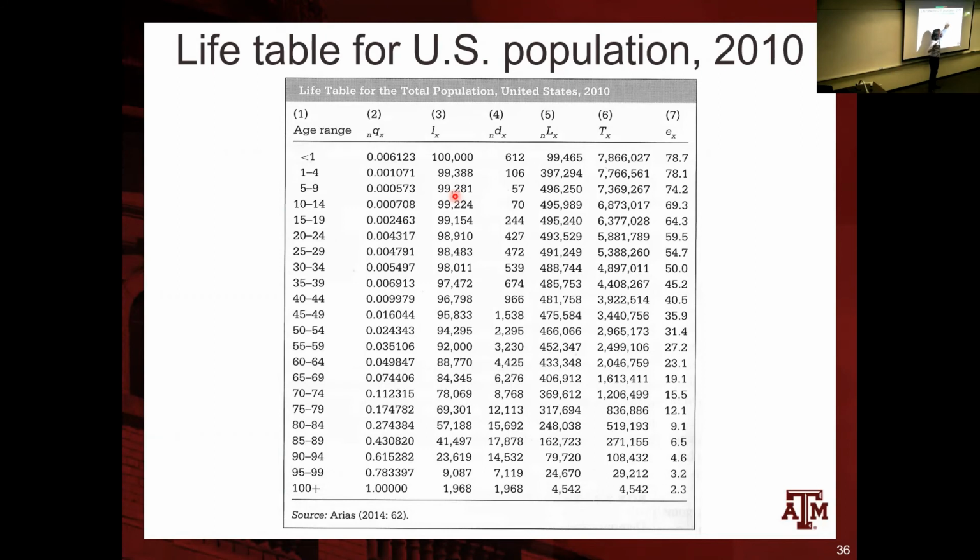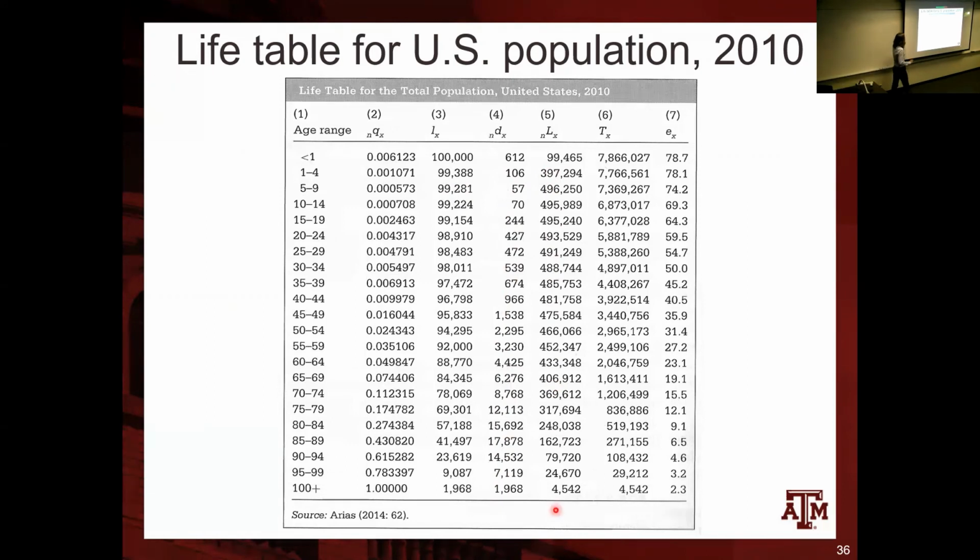500,000. Why is this number below 100,000? Why is this number below 400,000? Why are these numbers below 500,000? Because people are dying. People are dying, so these numbers start to decline.